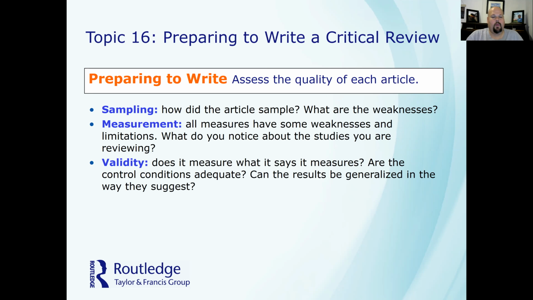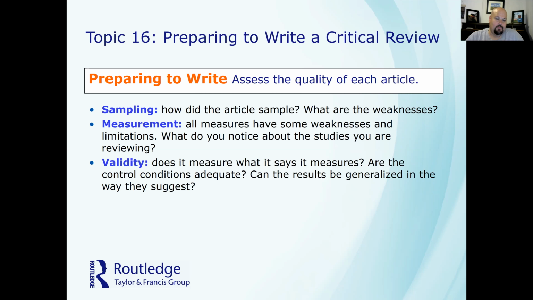When you prepare to write, you assess the quality of each article. Look at the sample. How did they sample? What are their weaknesses in their samples? Measurement. All measures have some weaknesses. Was it a measure that had a weakness that was a limitation to the study? What did you notice about the studies you're reviewing?